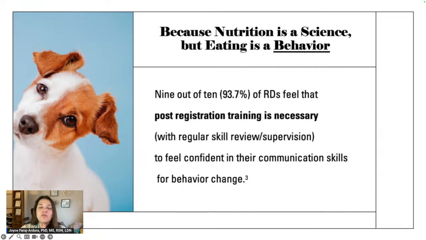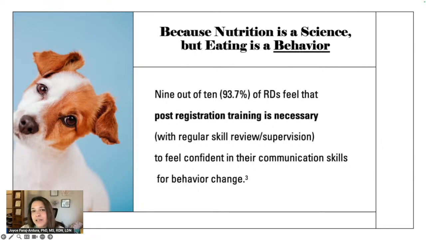The reason is that nutrition is fundamentally a science, but eating is a behavior. And a recent study showed that 93.7% of dietitians felt that post-registration training is necessary with regular skill review and supervision necessary to feel confident in their communication skills for behavior change.